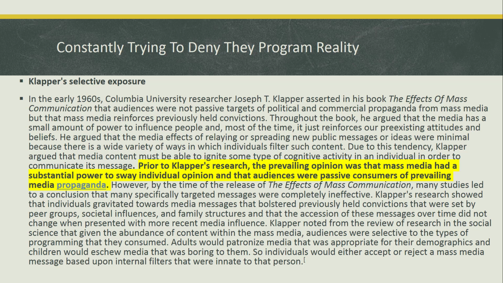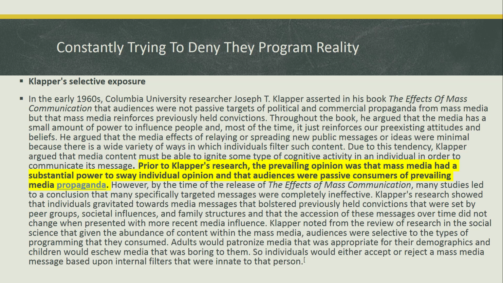So in his book, The Effects of Mass Communication, he asserts that audiences were not passive targets of political and commercial propaganda from mass media, but that mass media reinforces previously held convictions. Yeah, right. It's not their fault. It's never their fault. They always shift the blame. Throughout the book, he argued that the media has a small amount of power to influence people, and most of the time, it just reinforces our pre-existing attitudes and beliefs.